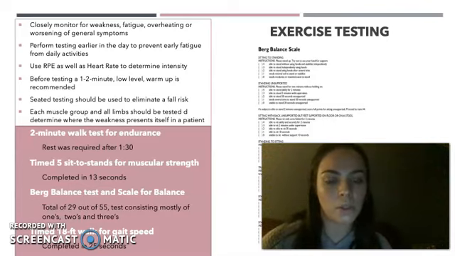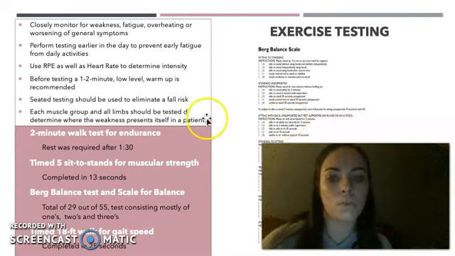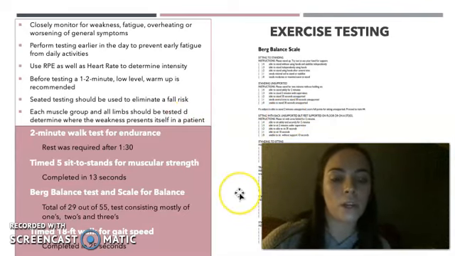Seated testing should be used to eliminate a fall risk in severe patients, and each muscle group and all the limbs should be tested to determine where the weakness presents itself in a patient.